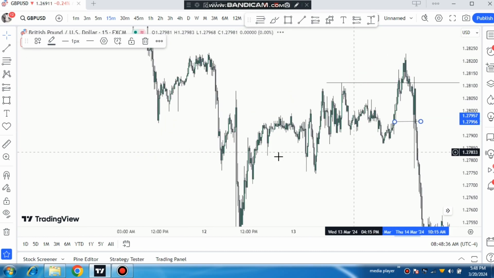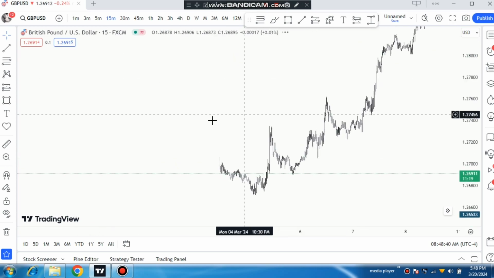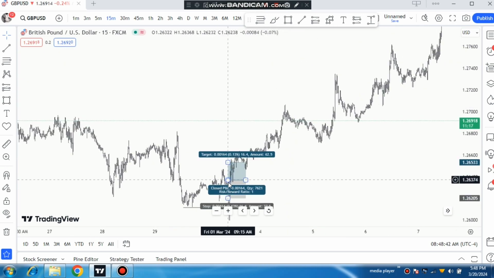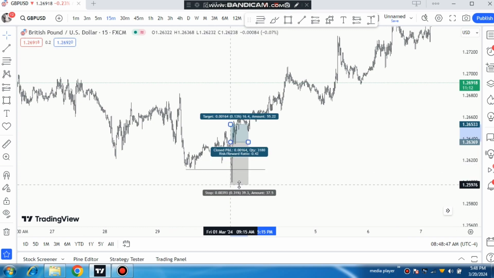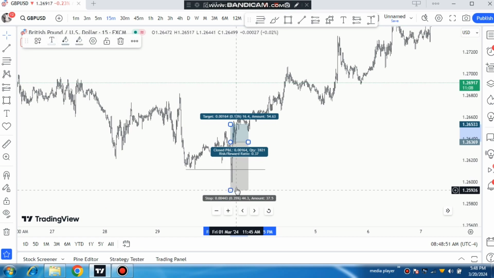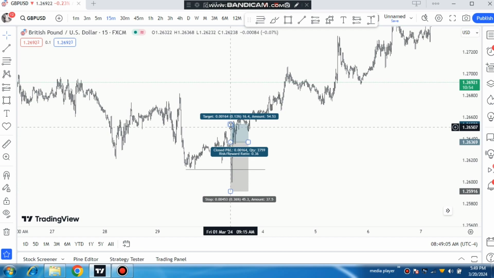Now we will discuss what will be your target and stop loss. In this case, this is where we entered. Our stop loss will be below this swing low, around 5 or 10 pips below this swing low, because usually there are spreads and your stop loss will get hit even if the price is around this area. So you have to keep the stop loss 5 or 10 pips below this swing low. Now what will be your target?